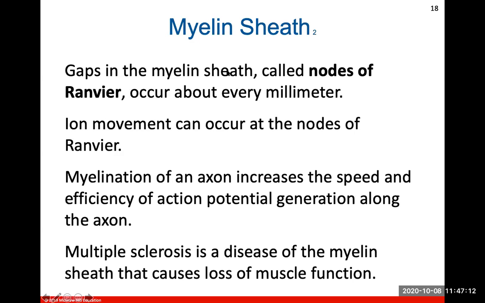Gaps in the myelin sheath are called nodes of Ranvier. So the myelin sheaths don't wrap around the entire axon. There are gaps or spaces between them. They occur about every millimeter, and the ion movement can occur at the nodes of Ranvier.